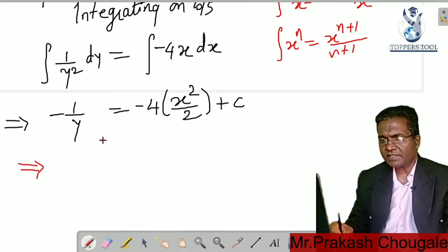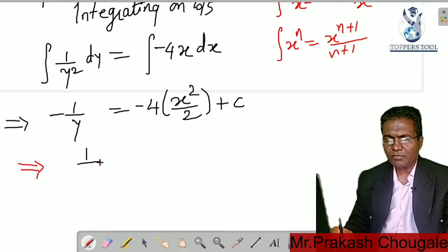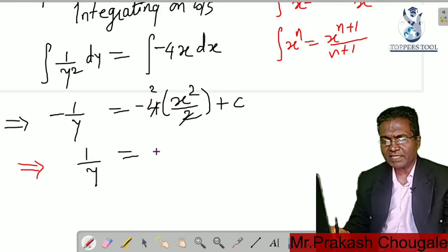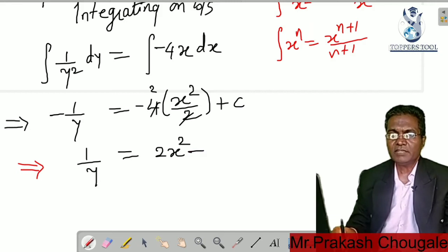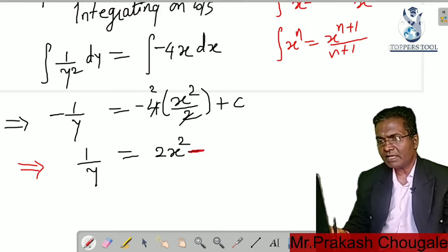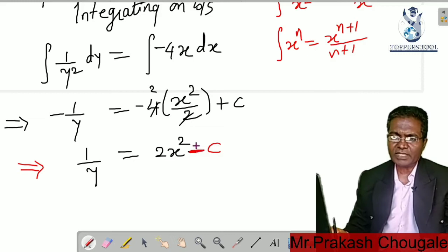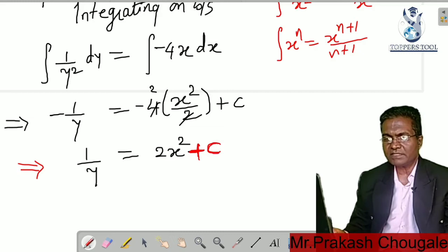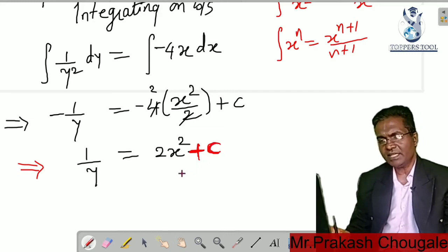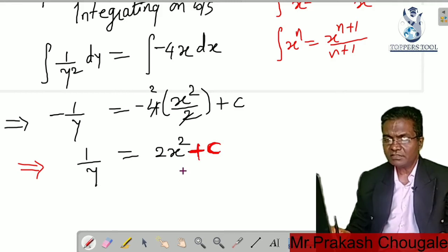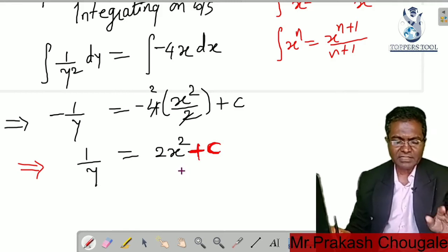you can transfer this minus this side, so you may write 1 by y is equals to, 2 ones are 2, 2 2s cancel, minus also cancels, and you are left with 2x square, and if you multiply minus you will get minus c. So constant minus c can be written as another constant, so I can keep it as plus c. Doesn't matter even if you keep plus c or minus c. Okay, so this is your general solution of the given differential equation.